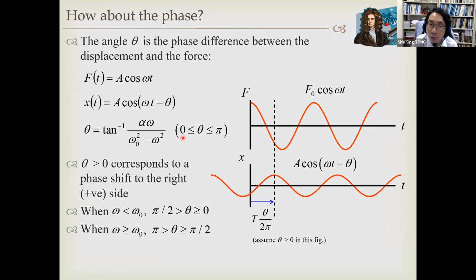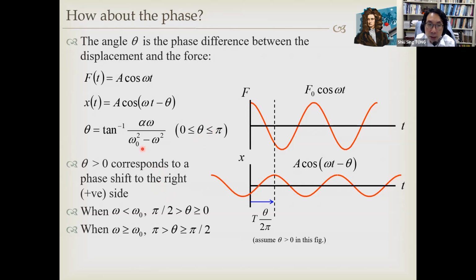the angle goes from 0 to pi. The range of the angle actually extends from 0 to pi. Pi is half of a wavelength. 0 is in phase. Pi is 180 degrees out of phase. And an angle that is larger than this is just the same as the original range. Now this actually fully describes the phase change.